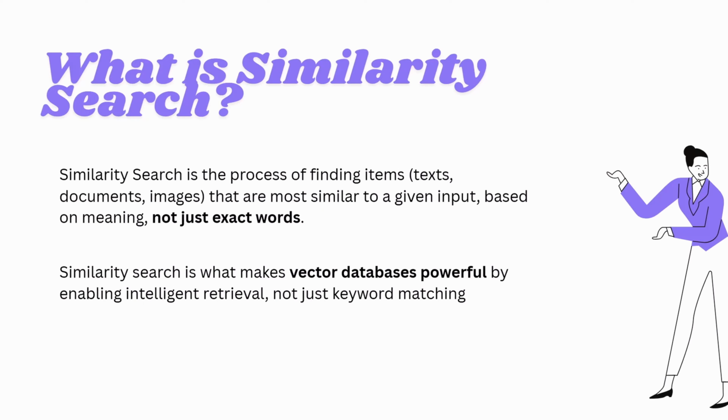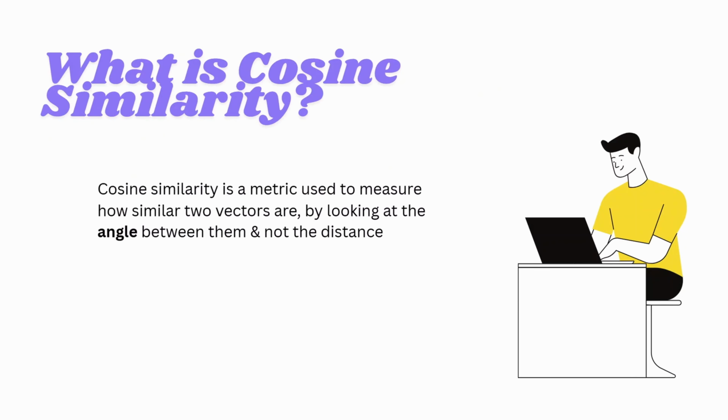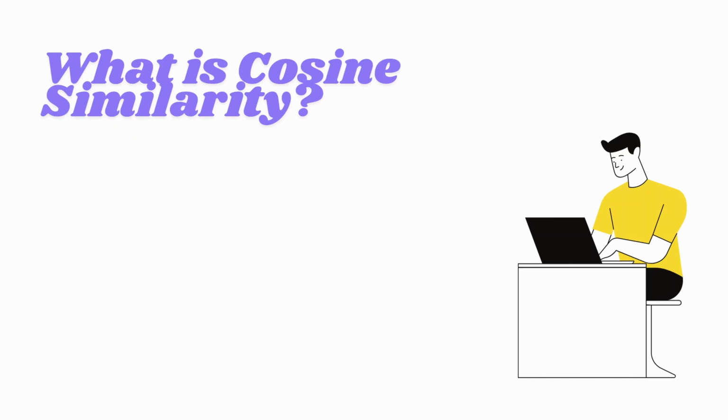They allow us to retrieve information intelligently even if the wording is completely different from the query. So whether you search for schedule a doctor visit or set up a medical consultation, the system knows they mean the same thanks to similarity search. But how exactly does the system measure similarity between vectors? That's where a concept called cosine similarity comes into play. Instead of comparing the distance between vectors, it compares the angle, helping us understand how aligned two meanings are in the vector space. Let's break that down next.